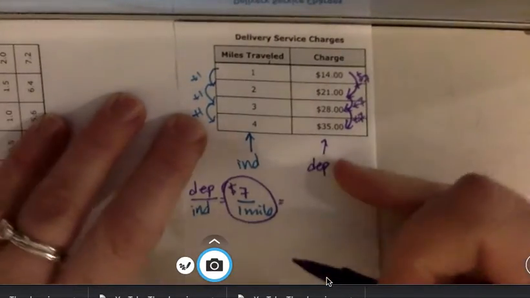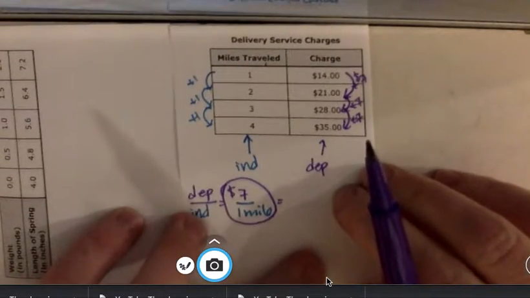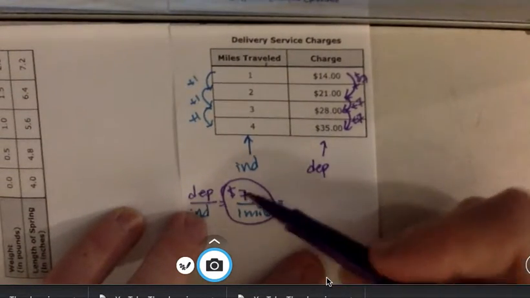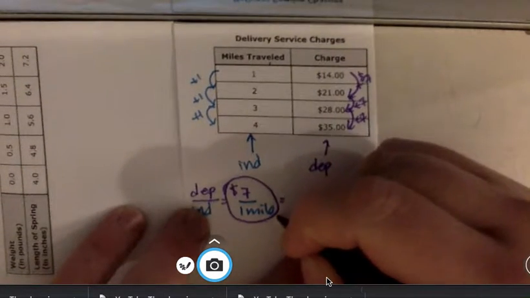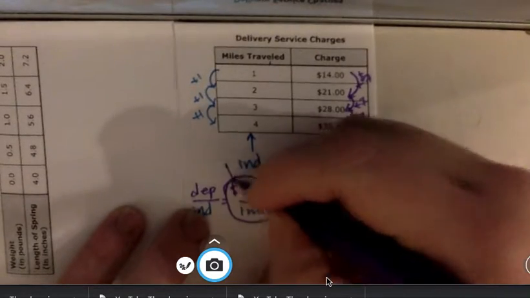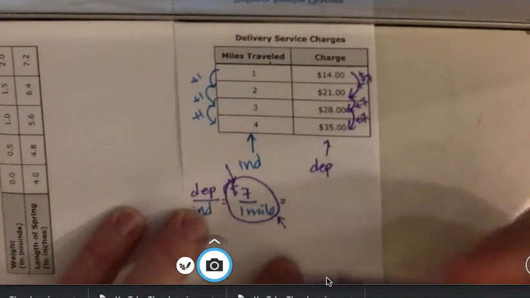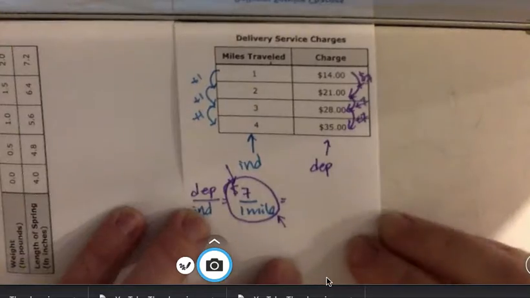I want to make sure that you understand that sometimes we'll have x's versus y's and we won't have any context to our slope, but if there's a real life situation, your slope will end up having some labels to it, and those labels, that ratio between, in this case, $7 per 1 mile, is what we are comparing in this situation.